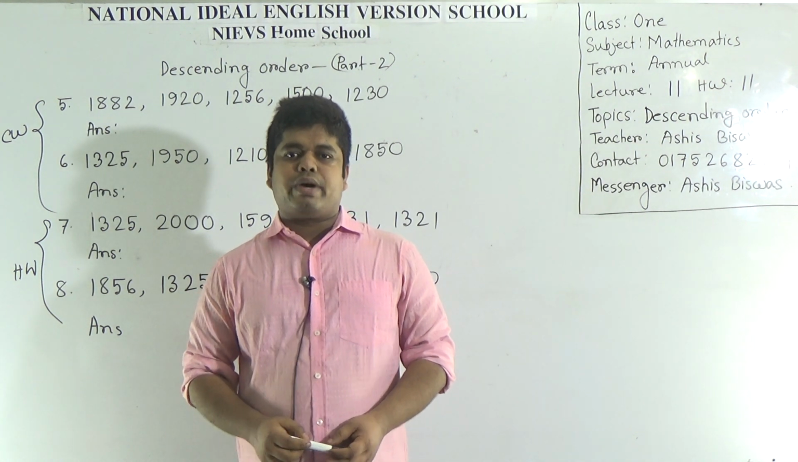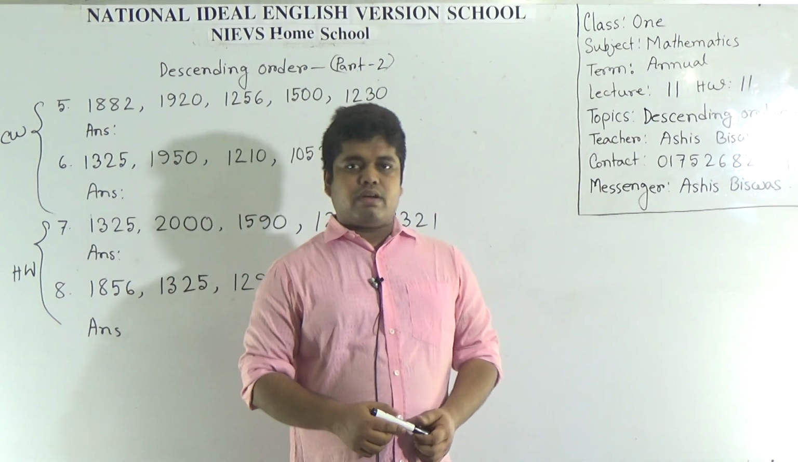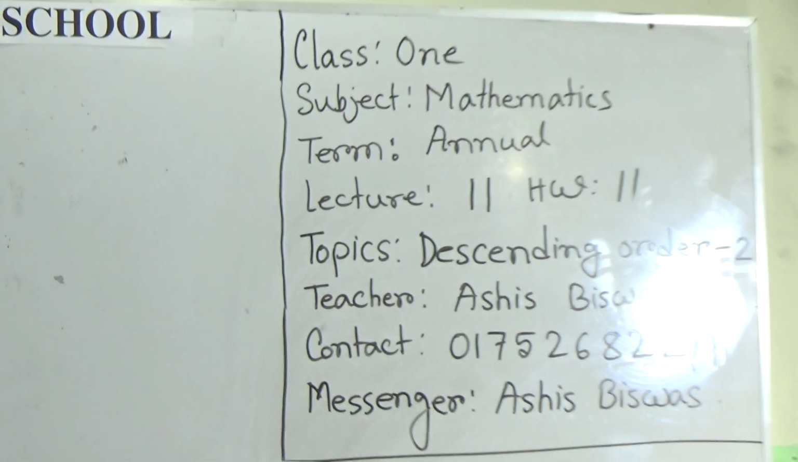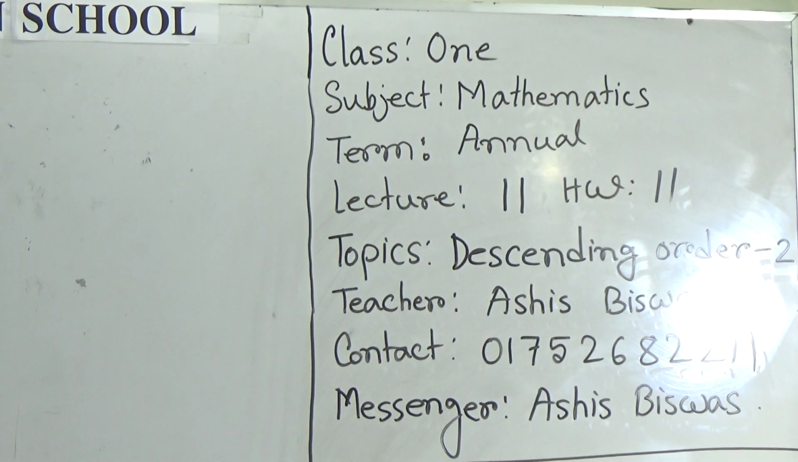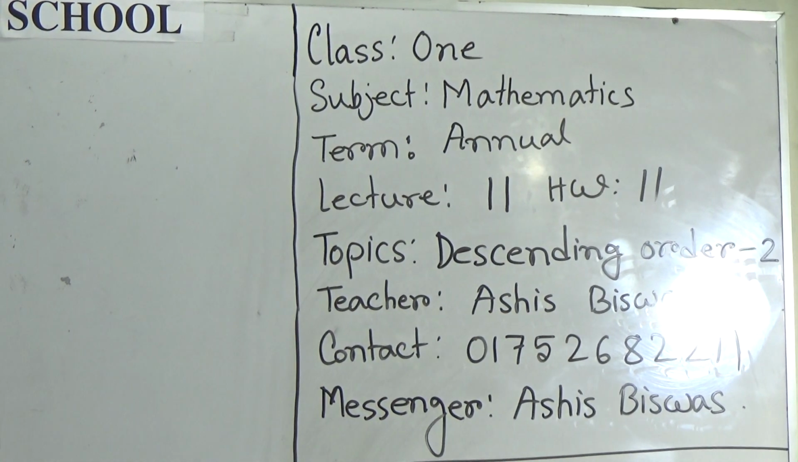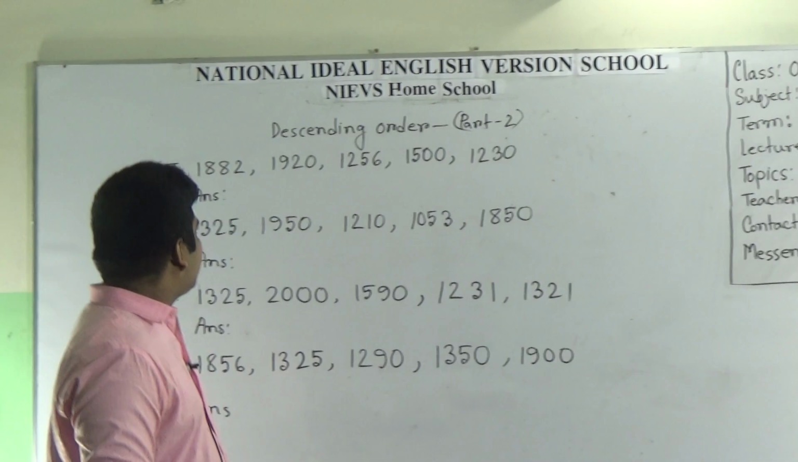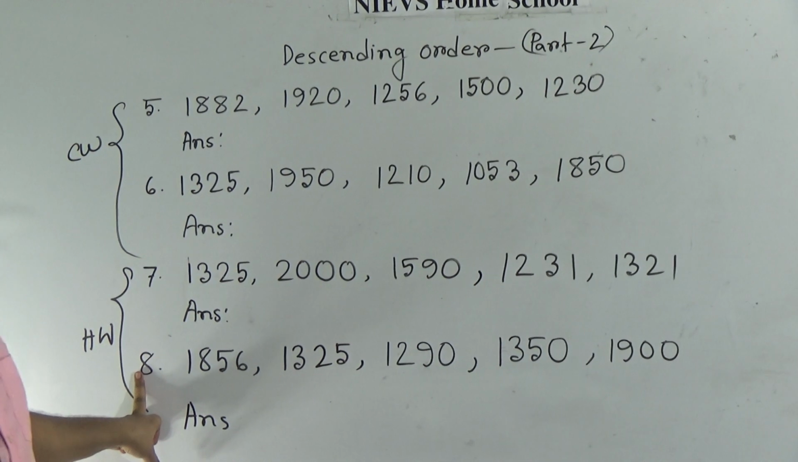Descending order part 2. My dear students, today is our lesson number 11 of annual term and today's HW number will be 11. In our previous class we have already learned descending order 1 and its basics. Now we shall solve two problems as CW and another two problems will be your HW.